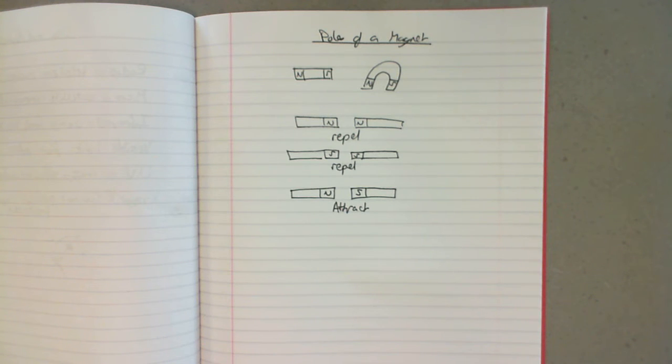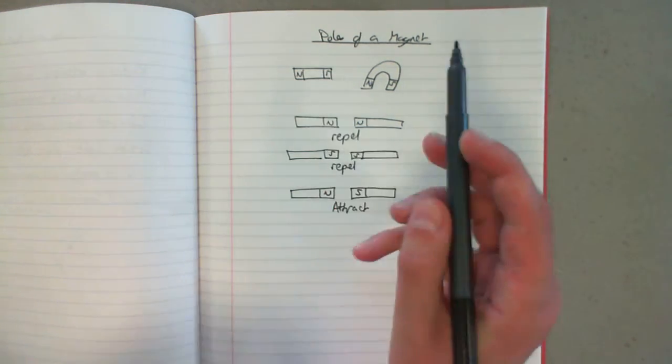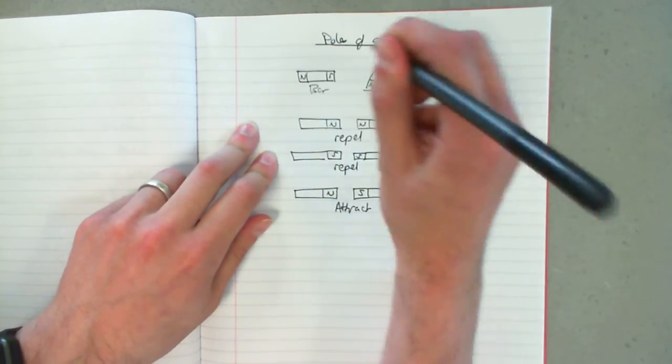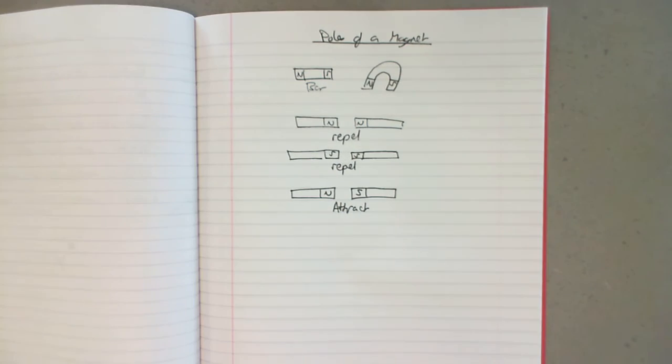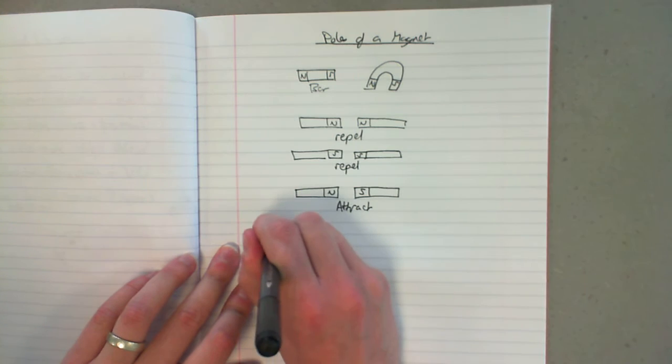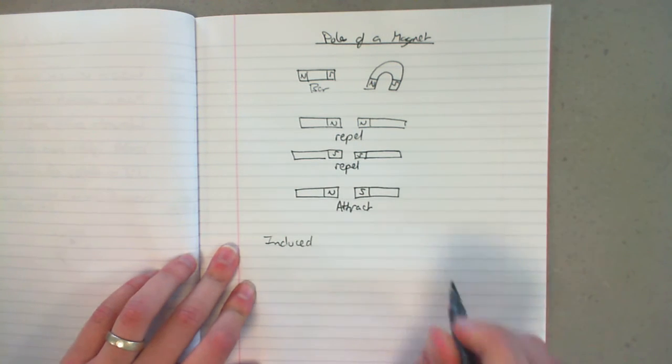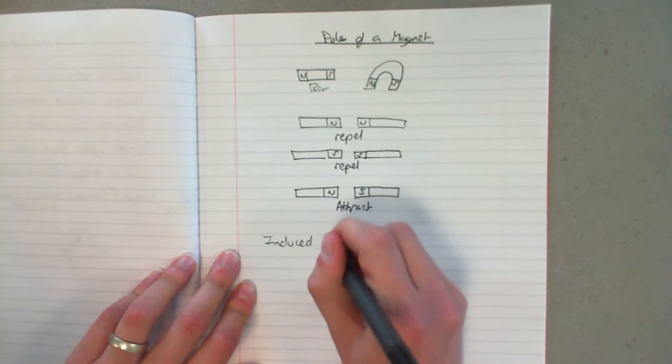We have two different types of magnet. We have permanent magnets, such as bar magnets and horseshoe magnets. They're always magnetic, so they're permanent magnets. And we also have induced magnets. An induced magnet is anything that can be attracted to a permanent magnet.